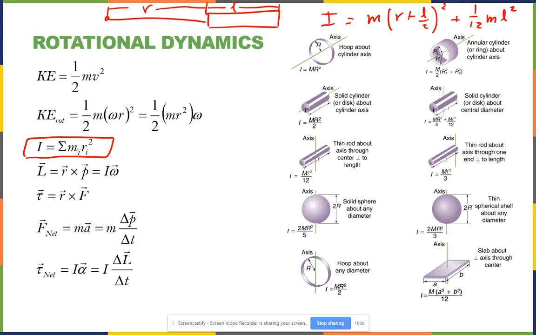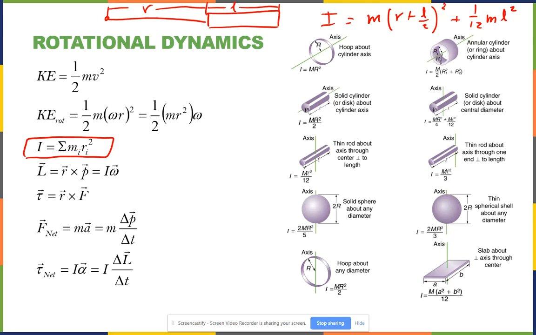But notice, since R was 3 and L was 0.4, 3 plus 0.4 over 2, or 3 plus 0.2, squared, is much, much bigger than 1/12 of 0.4 squared. And so the answer they gave you was approximately correct. And that's why it said approximately correct and not exactly correct.